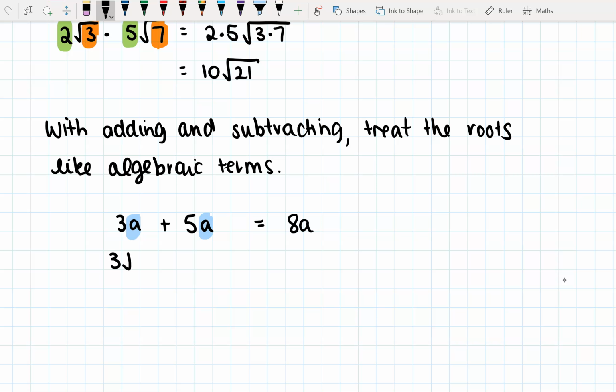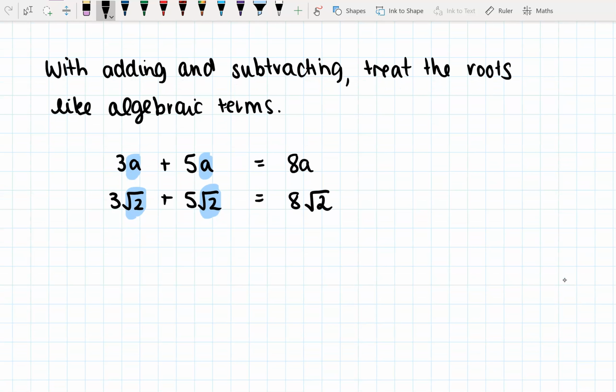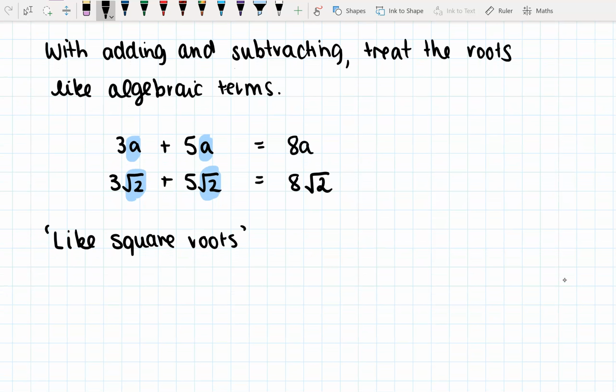Now, this works exactly the same with square roots. If I gave you 3 root 2 plus 5 root 2, we can pretend that this root 2 is like our a, because we can't do anything with it, can we? It has to stay as a root 2. We're not going to simplify it because it's got a big long decimal, and we don't like those. We like things to be as tidy as possible. So what we have here is 3 lots of root 2 plus 5 lots of root 2, which is 8 lots of root 2. So it's almost exactly the same as with algebra. In algebra we have like terms. In roots we have the same thing, so we have like square roots. If you prefer to call them like terms, that's fine. It's probably a little bit easier.